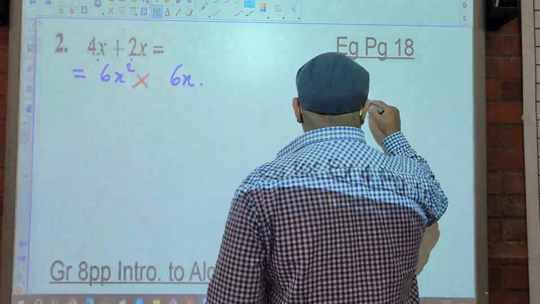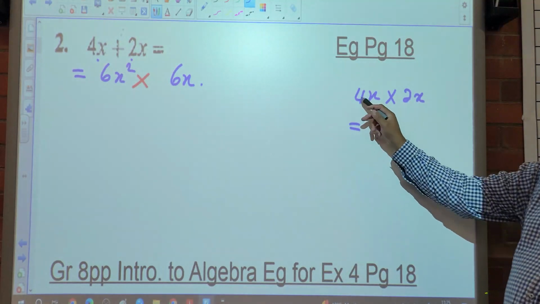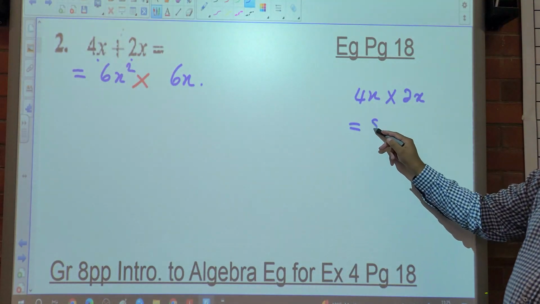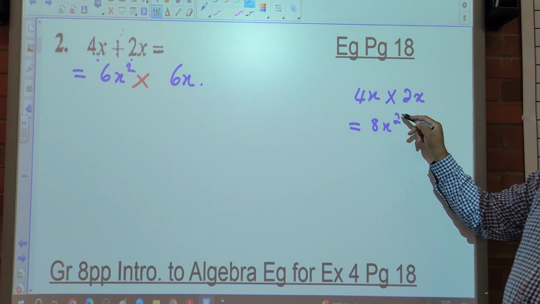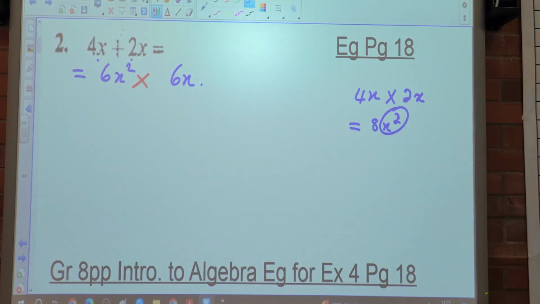If this was 4x multiplied by 2x, then this would have been 4 multiplied by 2 is 8 x squared. Can you see where that x squared comes in? Only when you multiply. Okay.